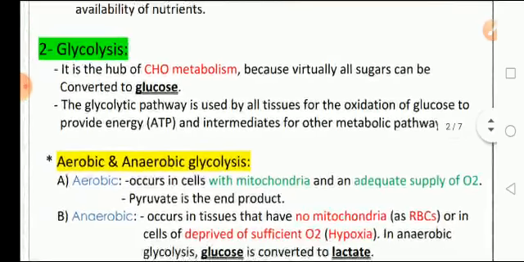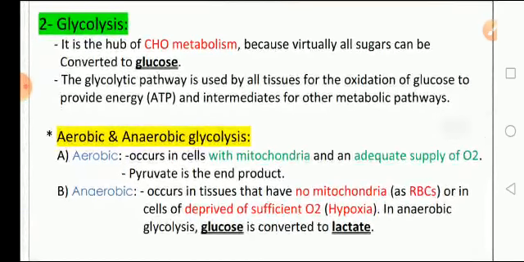Now let's go to the main topic, which is glycolysis. Glycolysis is the hub of carbohydrate metabolism because all sugars can be converted to glucose. And that's why glucose is a very important molecule, and it's very important to maintain glucose level in the blood to be constant.